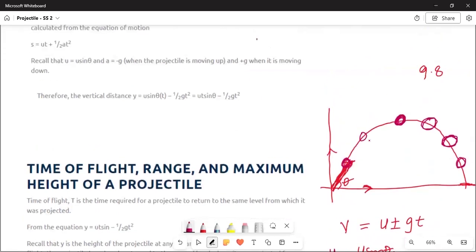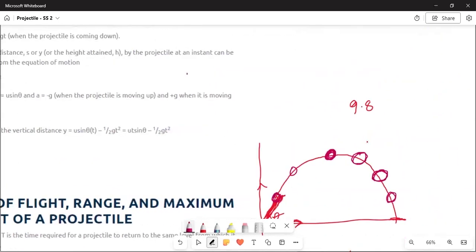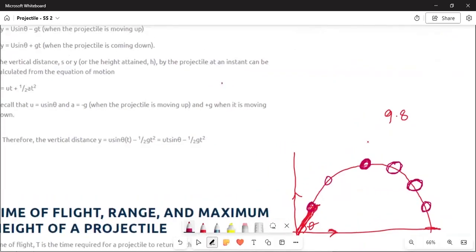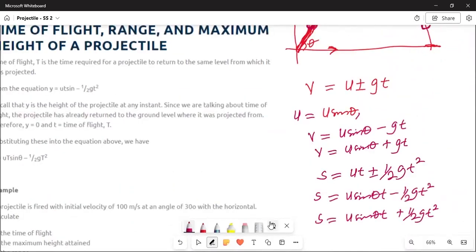So with this information, we can calculate or derive formulas for the time to reach maximum height, time of flight, and the range of a projectile. Let me quickly clean the board so that I have space to breathe.